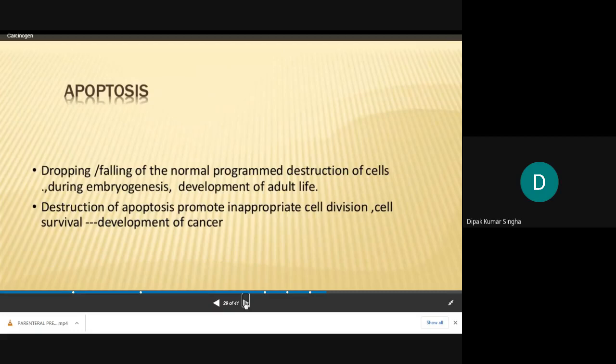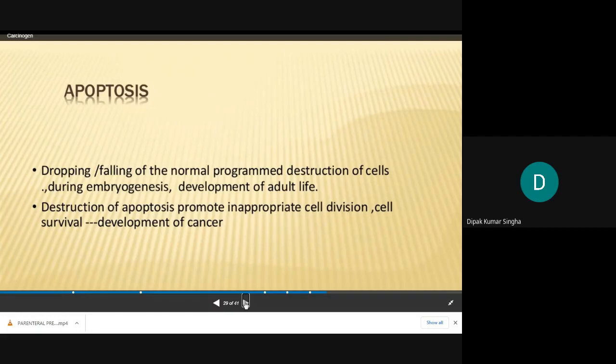Apoptosis. I think we will discuss this topic elaborately in the next class. Apoptosis is programmed cell death. The cell will differentiate, develop, and finally die. This is the normal process, and a specific time is required. But if it happens before this time, there will be a problem, or if the time is longer, that will be a problem. But at the proper time, there will be no problem.